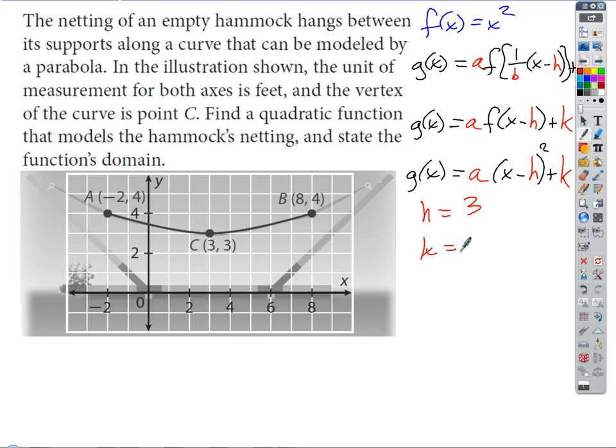What's k? How far has it been shifted vertically? 3. Positive 3. So those are done. What's a? Well, we don't know. Right? A isn't immediately obvious, is it? But we can solve for a. We can solve for a because if we know 2 of these parameters and we know some points through which the curve travels, each one of those points is a solution, right?